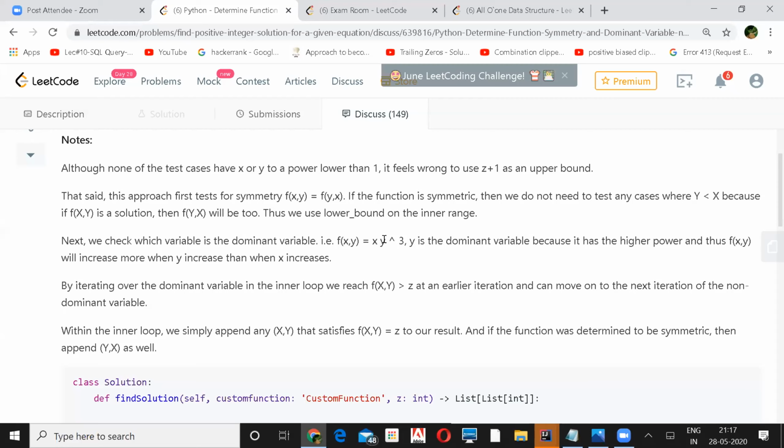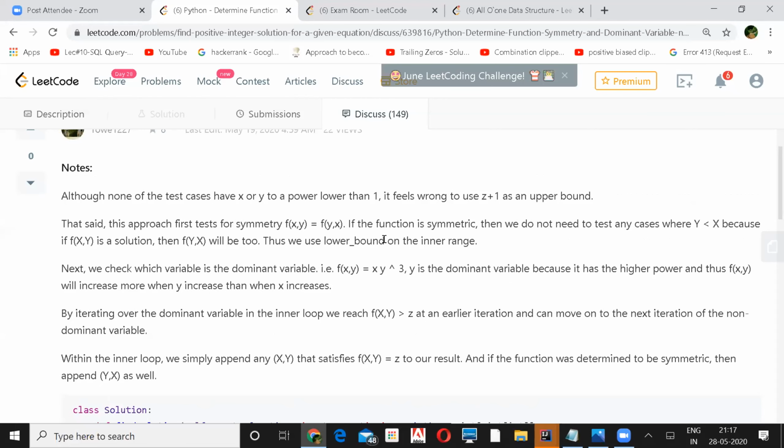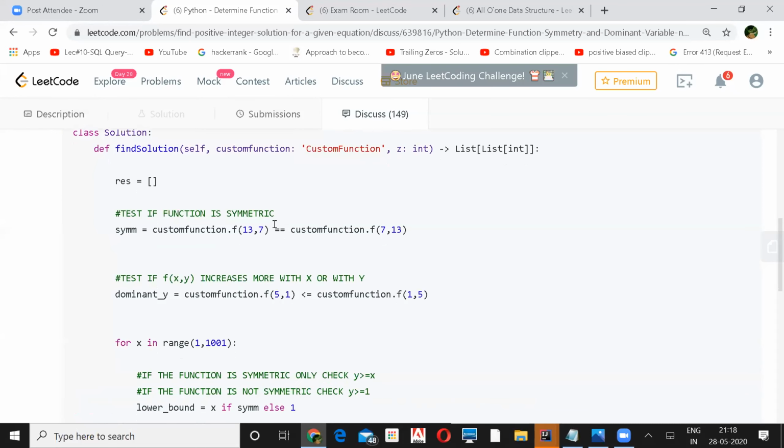But I didn't like iterating over the dominant variable in the inner loop, if that is greater than z. So there are very different variations in this. Okay. Yeah. So it's still not a very straightforward solution. Problem. Yeah. And I don't know why they have used this value. Oh, they are checking for z less than or equal to 100 over 3 into depending. If the function is symmetric, then I don't know why they have used this constant value.